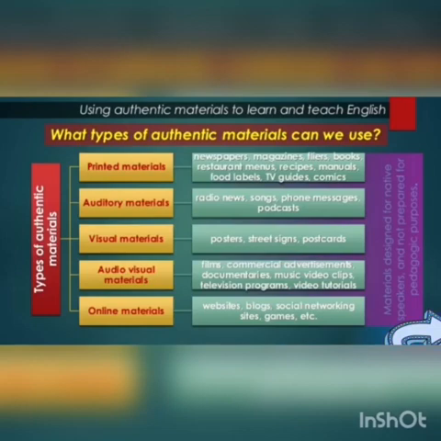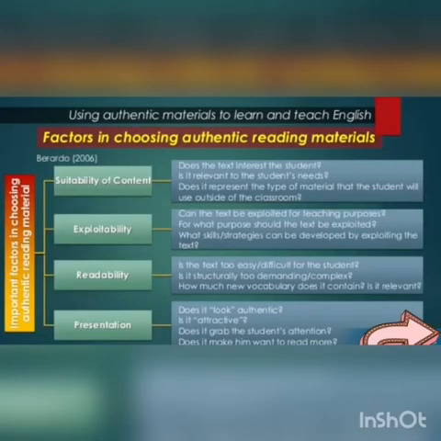What types of authentic materials can we use? Printed materials: newspapers, magazines, books, restaurant menus. Auditory materials: radio news, songs, phone messages, podcasts. Visual materials: posters, street scenes. Audiovisual: films, commercial advertisements. And online materials: websites, blogs, social networking sites, games, and so on.